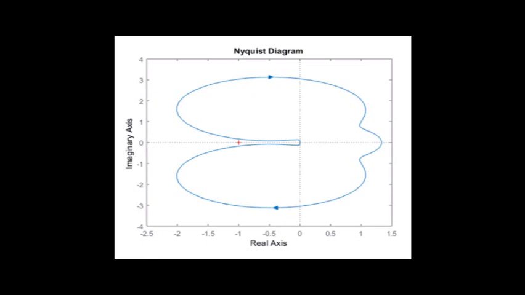Once again, the real axis is the real part of the frequency function and the imaginary axis is the imaginary part of the frequency function. The curve is a closed one as you see, and omega changes from minus infinity to plus infinity, and the phase angle of the frequency function changes from 0 to 360 degrees.